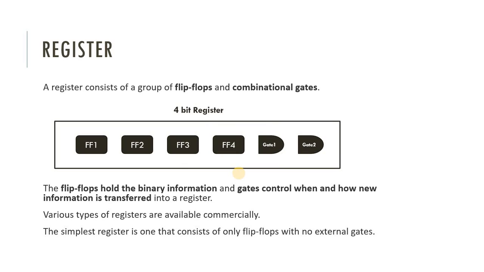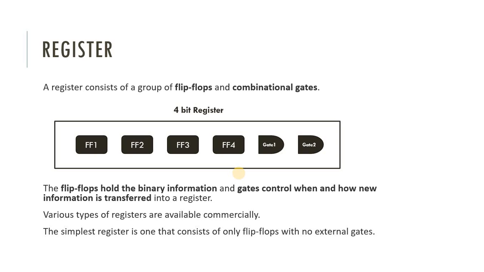A register consists of a group of flip-flops and combinational gates. As I said, a register contains flip-flops, but some registers also contain combinational gates. Now, what are combinational gates and why do we use them in a register? The flip-flops hold the binary information, and the gates control when and how new information is transferred into a register. They are used to make the decision so that the outputs only turn on when the correct logic sequence has been applied. So to control the data transferring process, the combinational gates are used.